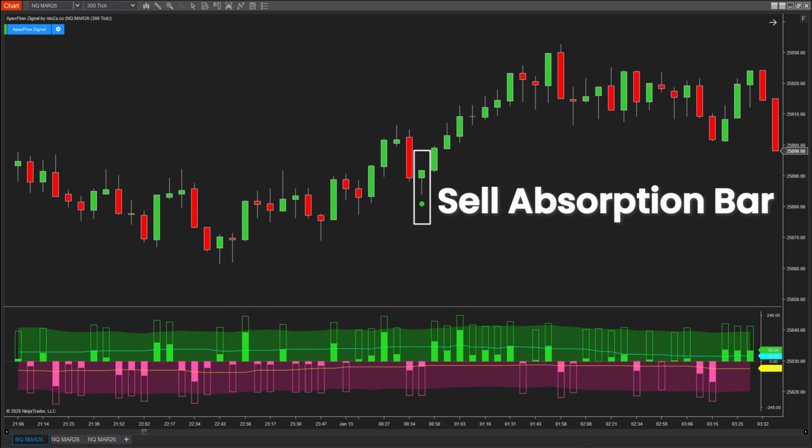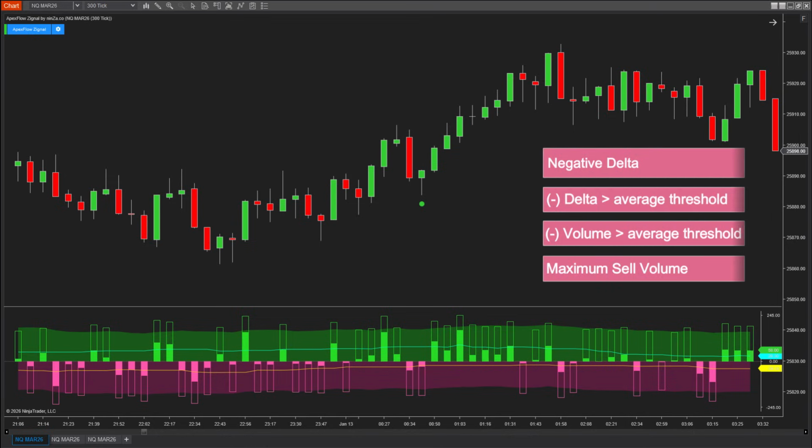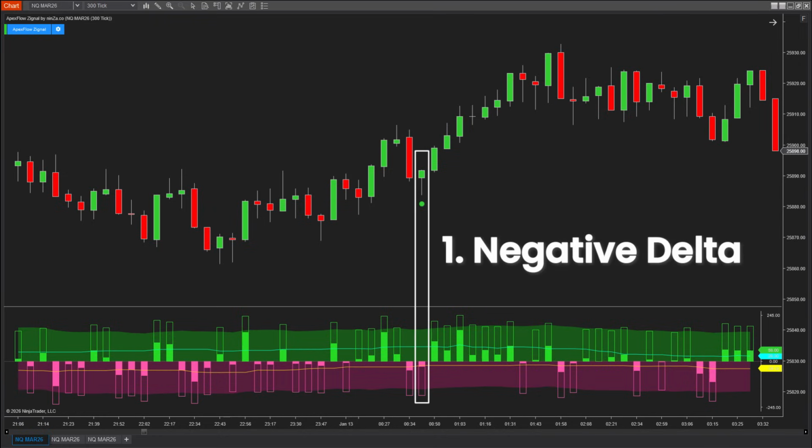To make this process clearer, let's jump straight into the chart and look at a real example. Right here, you can see an absorption signal where the sell side is being absorbed, supported by all four effort conditions. And the first condition you'll notice is this. The candle has a negative delta.